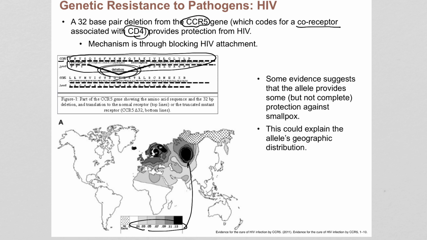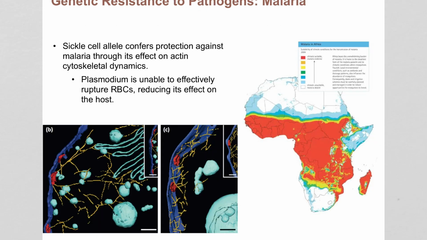Right? Now, why did this mutation spread throughout parts of Europe when HIV is a relatively new disease? There's some evidence that the mutation originally was protective against smallpox, and smallpox isn't around anymore, but HIV has some proteins with similar enough structure that it might give protection against that as well. Okay, so this explains the geographic distribution because smallpox was the most devastating in Europe and Western Asia. And so that's where we see the mutation showing up in populations because it gave them an advantage at some point in time.